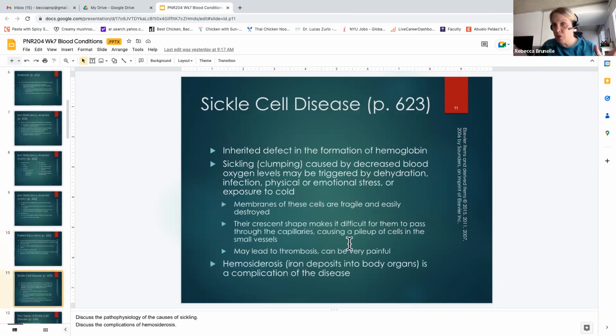So that is the most common type of anemia. Iron deficiency anemia affects all ethnic groups. It is mainly related to diet. And then sickle cell disease is another type of anemia.